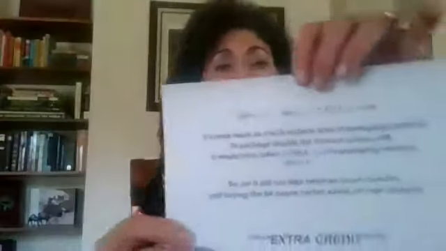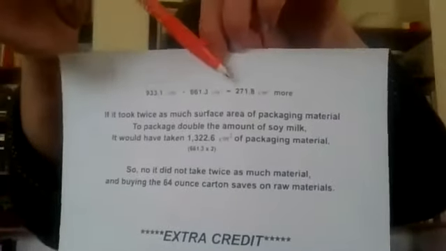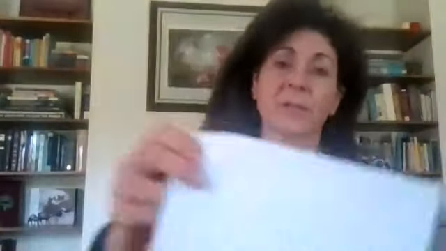Okay, so what was the difference between those two values? When you subtract them, you get a difference of 271.8 centimeters squared, which was this amount. But how much is the surface area when we got a total of 933.1? So it's hard, these sound like large numbers.